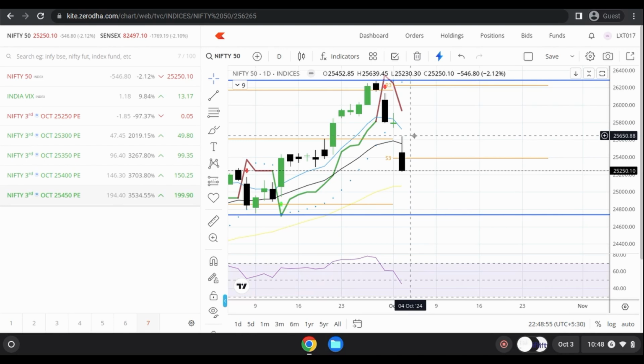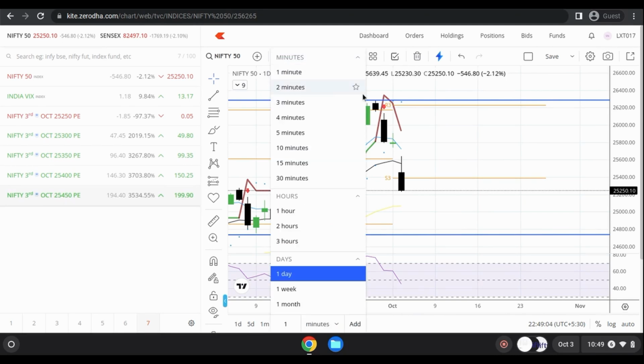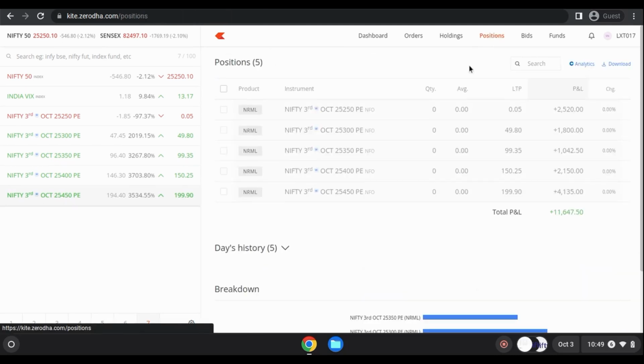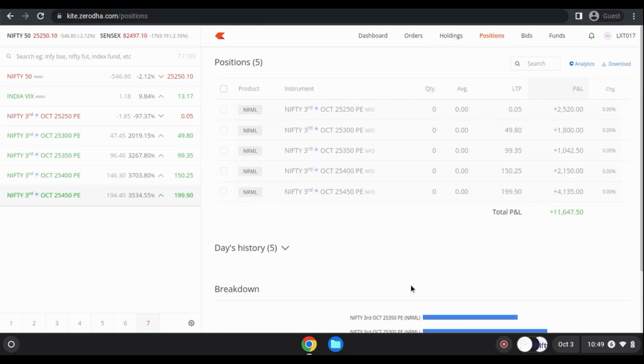So I was completely negative today, and I was just concentrating on puts rather than calls. So yeah, let's get into the positions now. These are the positions, completed everything, all the blue bars. Okay, let's get into the order book first.